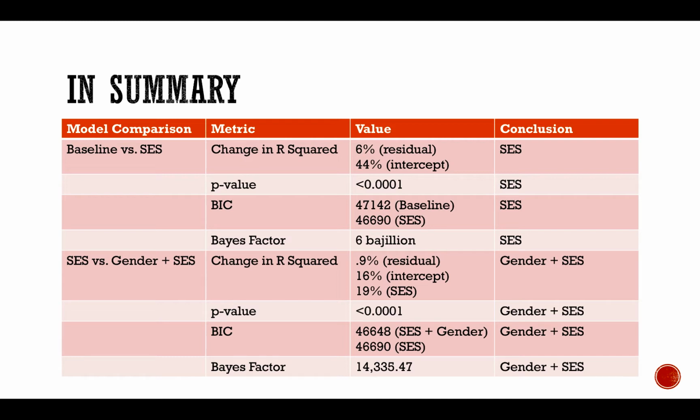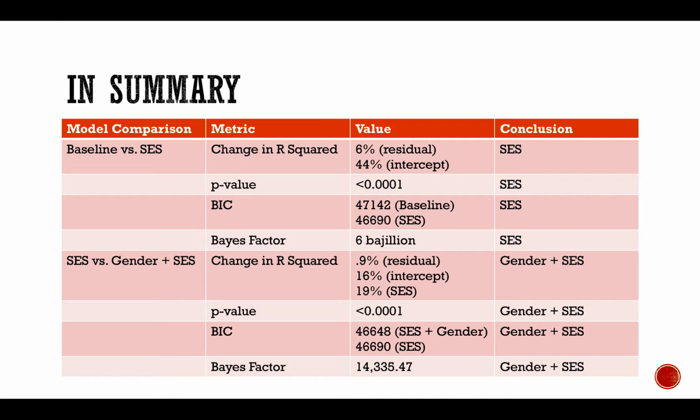Exactly, folks. We also did a model where we compared SES alone versus SES plus gender, and those are the metrics for the change in R-squared. We got 0.9%, which wasn't that much, so we weren't improving the individual regression lines for the schools, but we were improving the residual variance, or the intercept variance, and the socioeconomic status variance. With a 16% reduction and a 19% reduction, that tells us the more complex model is to be preferred.